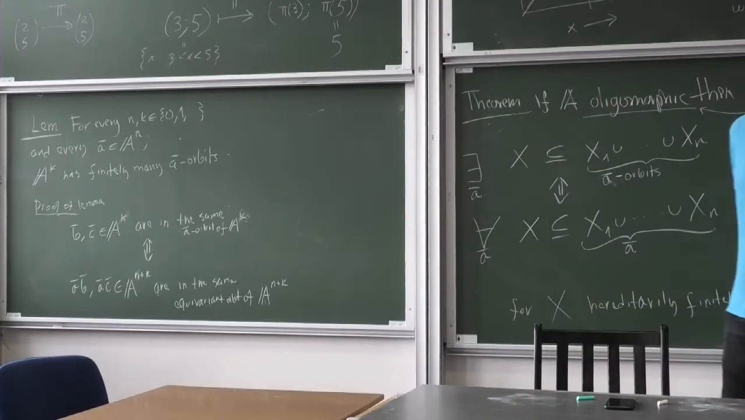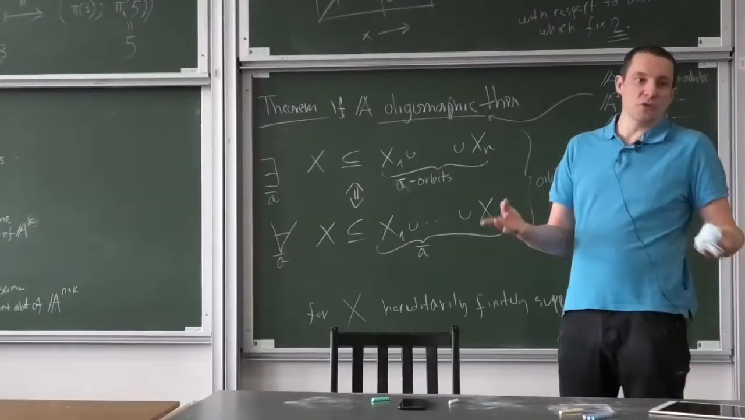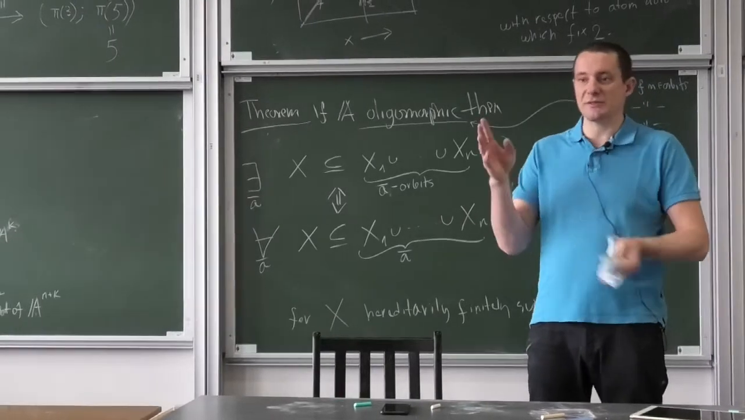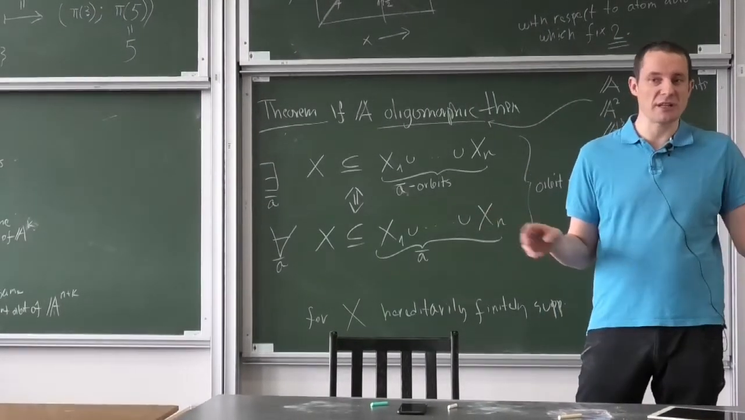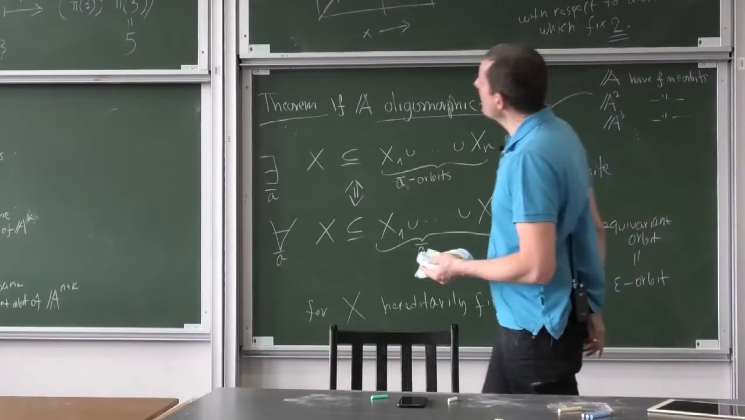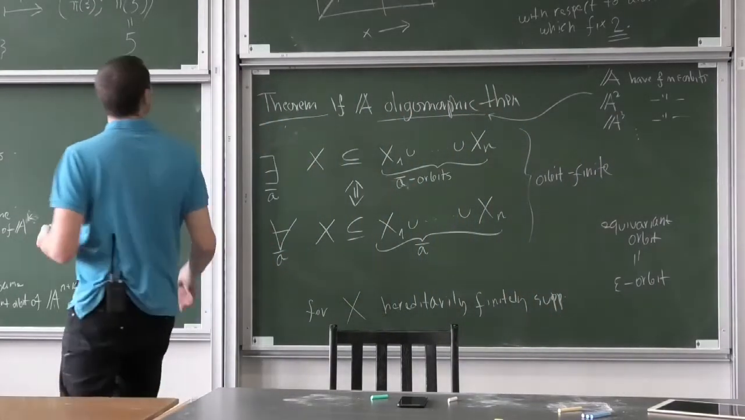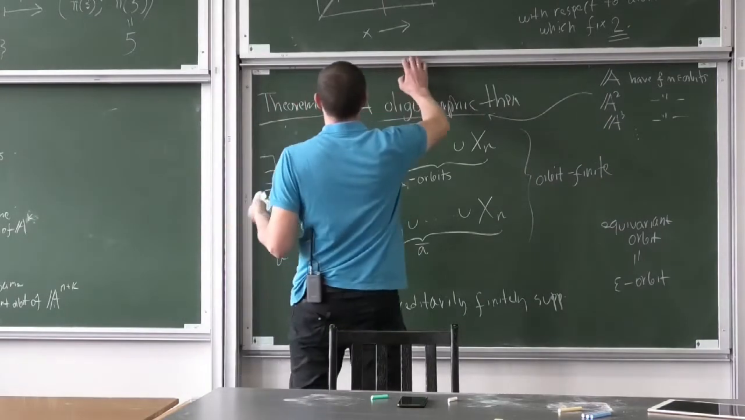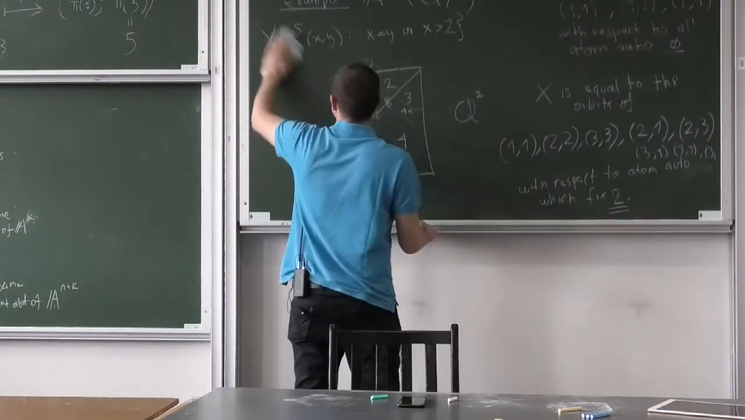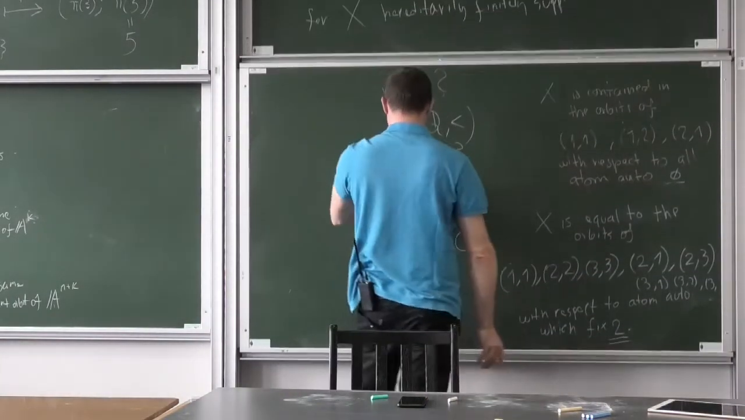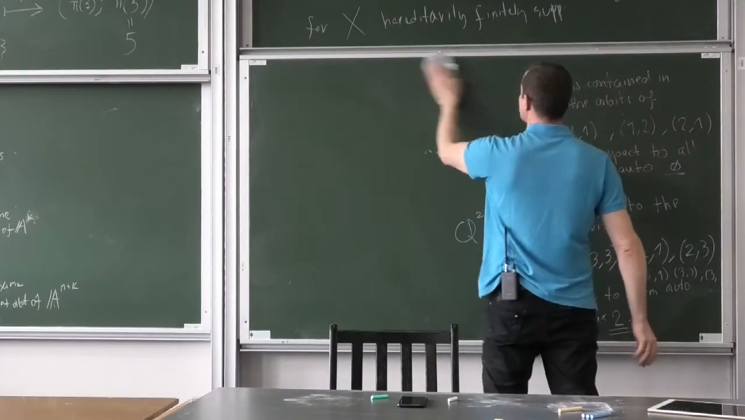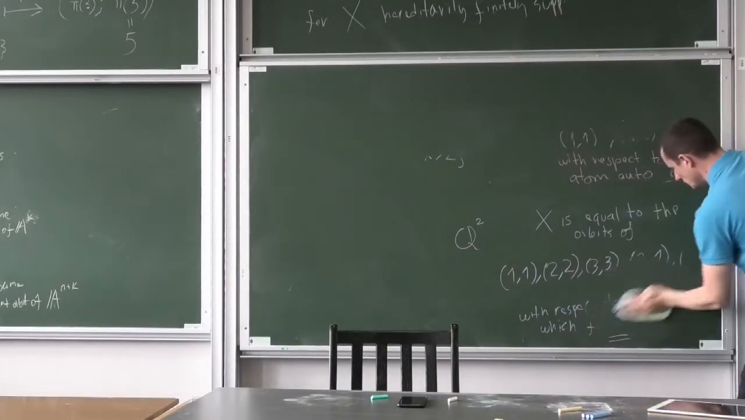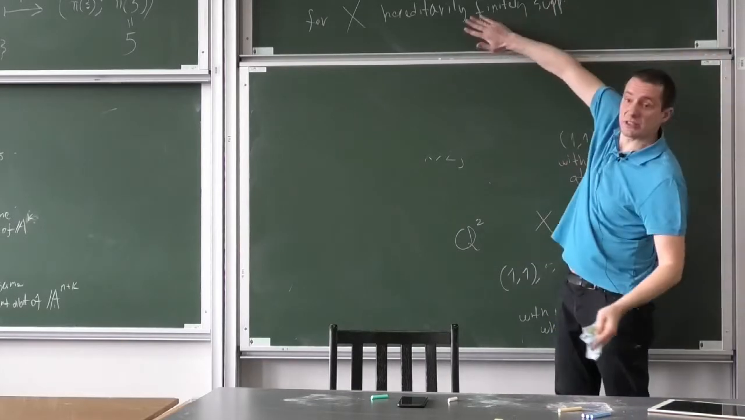So that was for tuples of atoms. But in general, we have to deal with sets which are not tuples of atoms. They're like sets of tuples of sets of tuples of sets of sets of atoms. But the generalization is quite straightforward. Let's do it here. And somewhere we need to use this assumption.